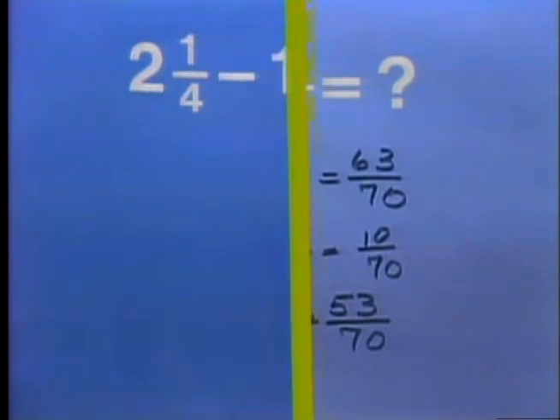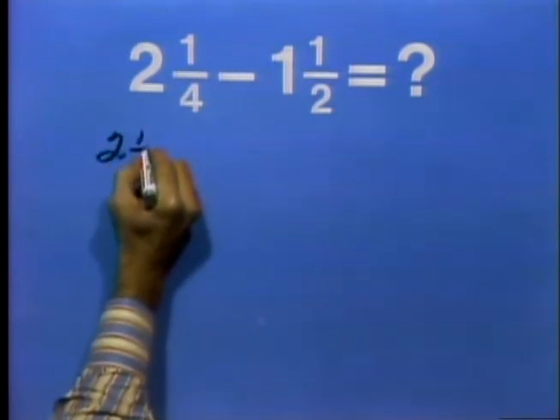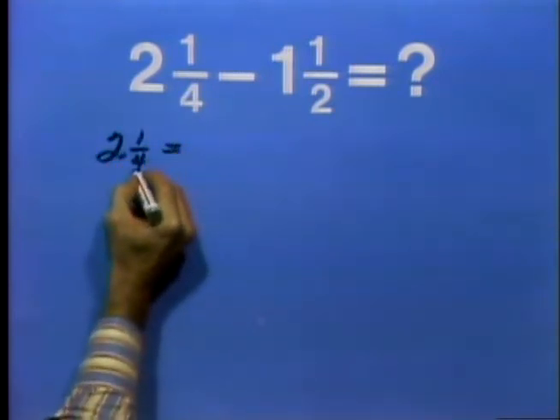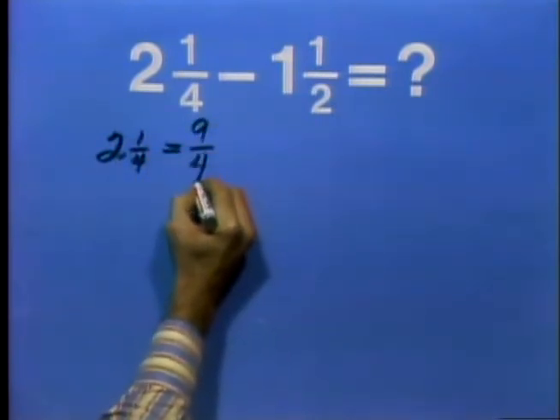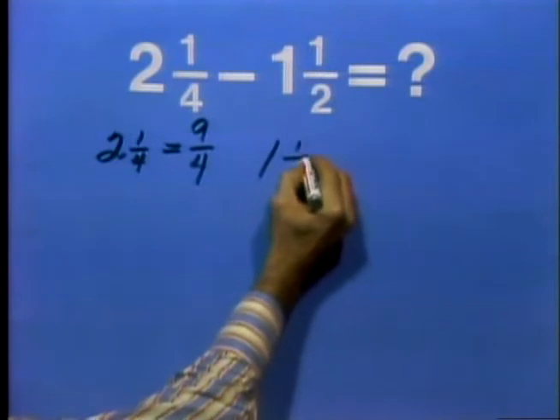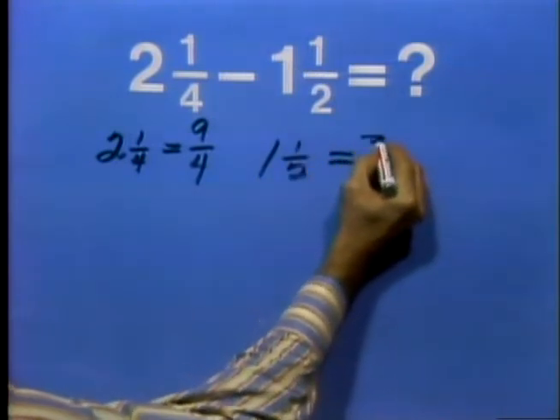What happens if we're subtracting mixed numbers? For example, 2 1/4 minus 1 1/2. The safest thing is to change them both to improper fractions and use the rules for fractions. 2 1/4 equals 9/4. 1 1/2 equals 3/2.